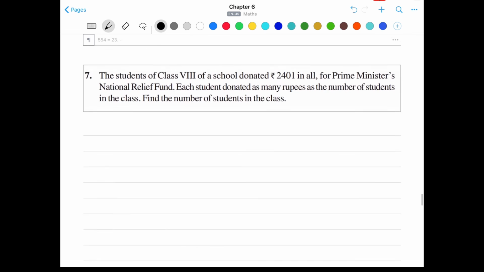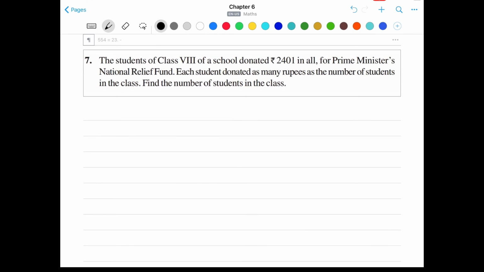Okay, now moving ahead to the next question. Question number 7 is: a student of class 8 of a school donated 2401 rupees in all for the Prime Minister's National Relief Fund. Each student donated as many rupees as the number of students in the class. Find the number of students in the class.